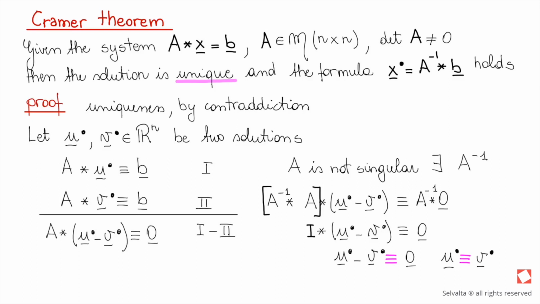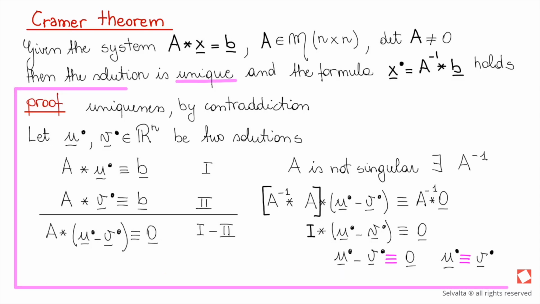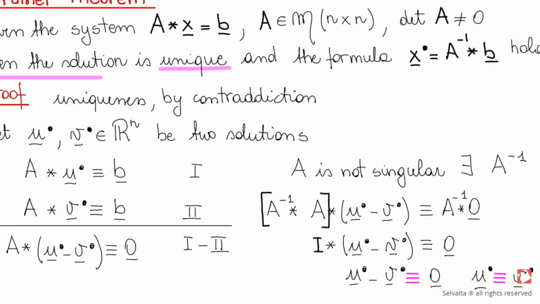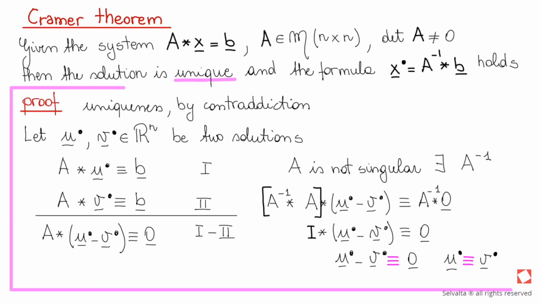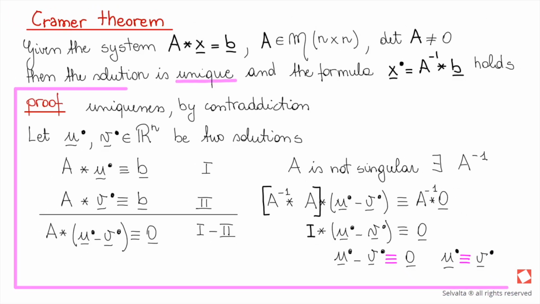That is, u dot and v dot coincide. Hence, we have reached a contradiction. The two vectors in Rn that were supposed to be solutions of the system actually are the same solution. Every component of the first vector is equal to the corresponding component of the second vector. We have just one solution of the system. And this concludes the proof of the Cramer theorem.